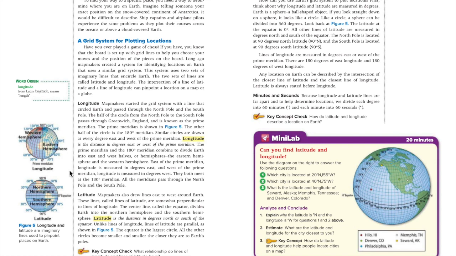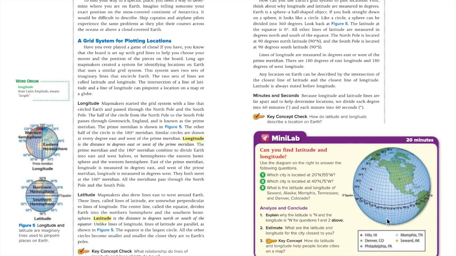So any location on Earth can be described by the intersection of the closest line of latitude and the closest line of longitude. Latitude is always stated first, okay? So you always start with the equator measurement first and then the prime meridian, okay? Because longitude and latitude lines are far apart, to help determine locations, we divide each degree into 60 minutes and each minute into 60 seconds, okay?